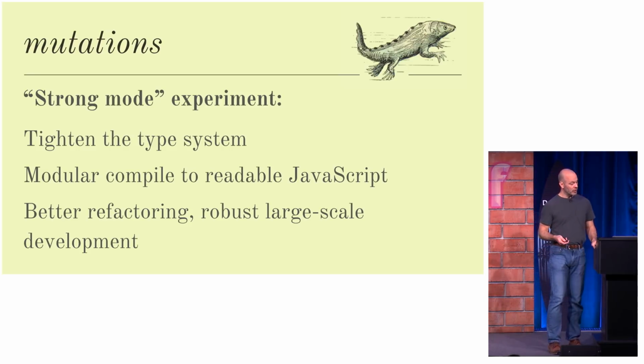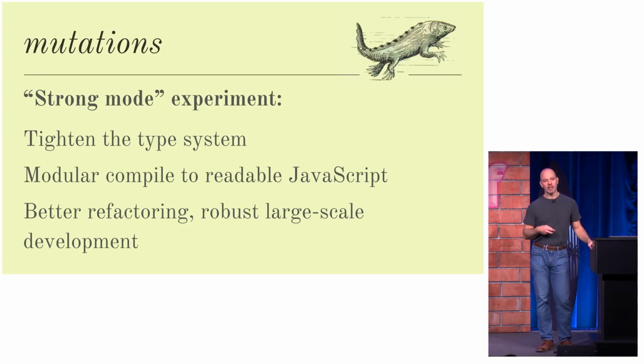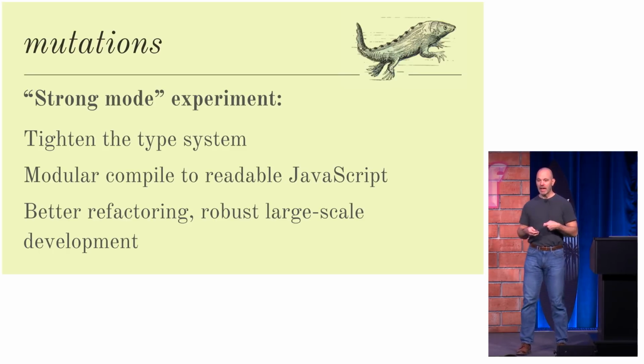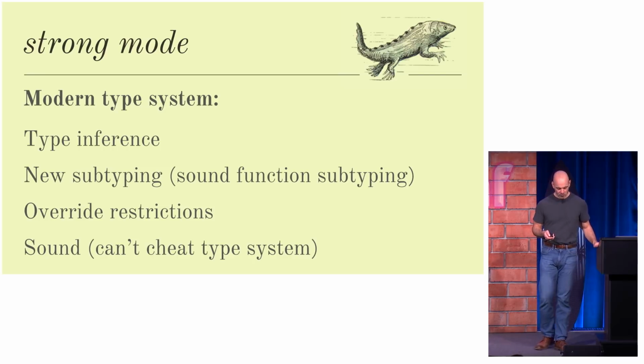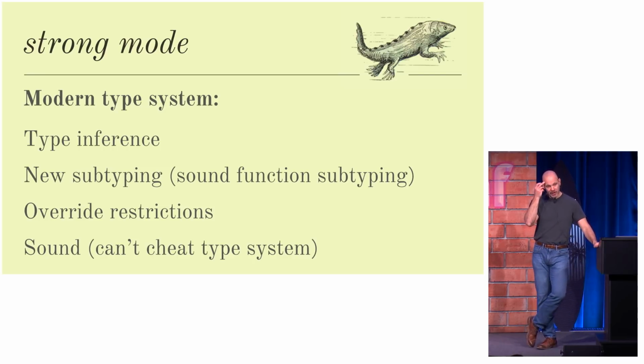So this notion that we could use a stronger type system to get a good modular compiler generating good readable JavaScript very, very quickly, and at the same time maybe provide more value to our developers who are shipping very large apps. So we set out to do this experiment. And it was, I think, a very interesting one.